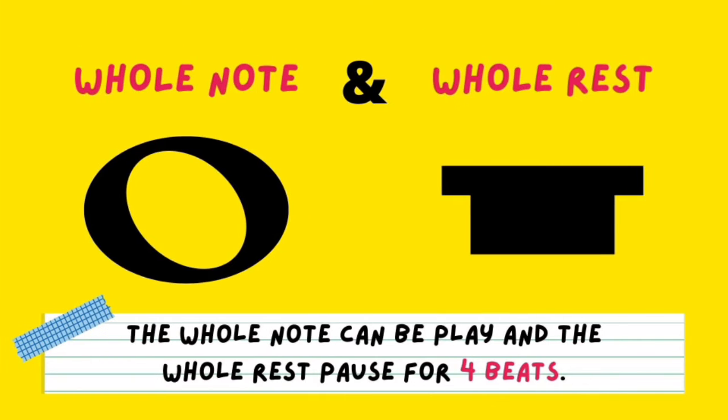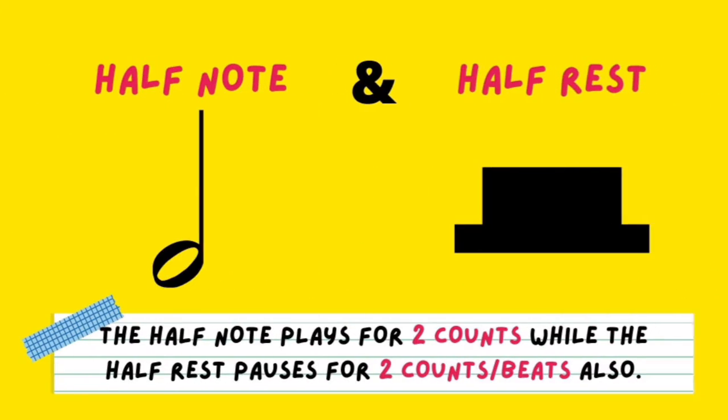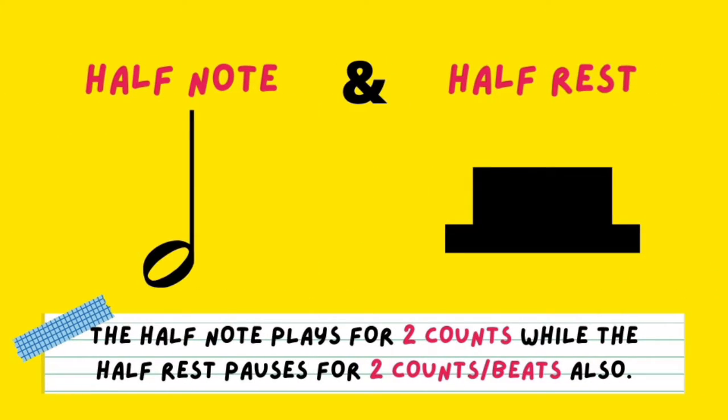Well, the whole note can be played and the whole rest paused for 4 beats. And in a musical staff, the whole note is oval in shape and the whole rest looks like an upside down hat. Next, we have a half note and a half rest. These notes have a value of 2, meaning the half note plays for 2 counts while the half rest pauses for 2 counts or beats also.